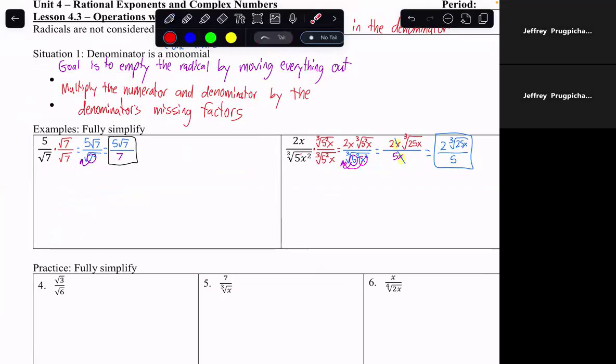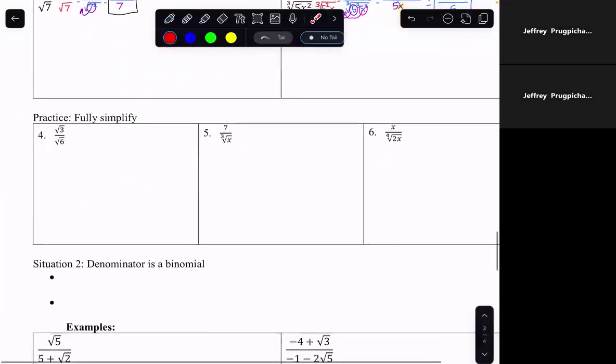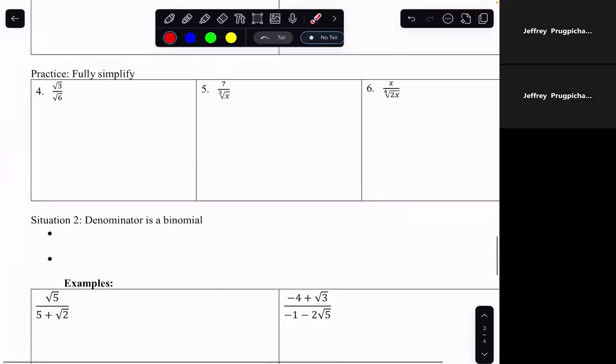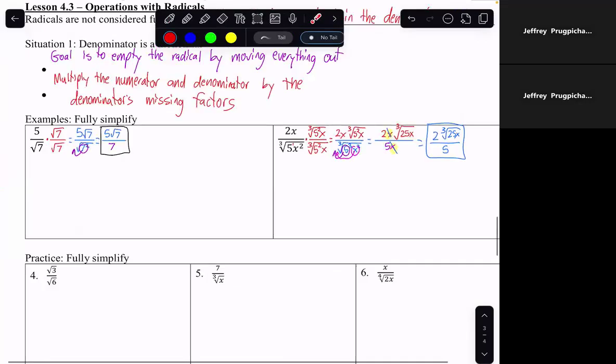All right, so please try the next 3 problems. I would not move on to the next part. The rules for the bottom 2 are different, but go ahead and try the next 3, please.